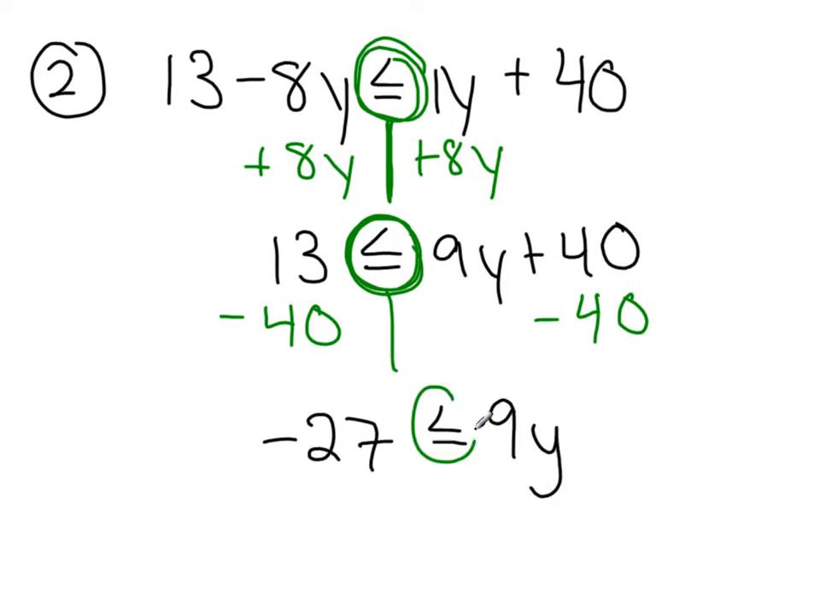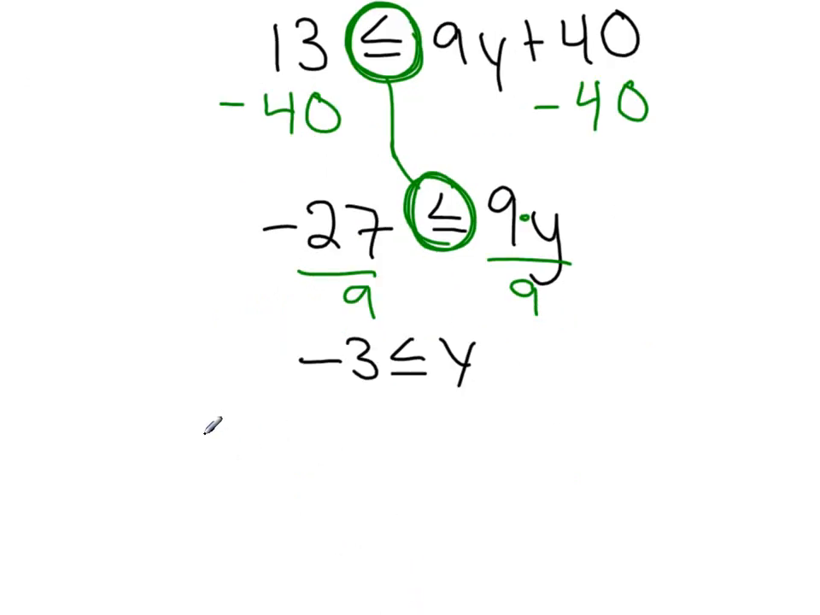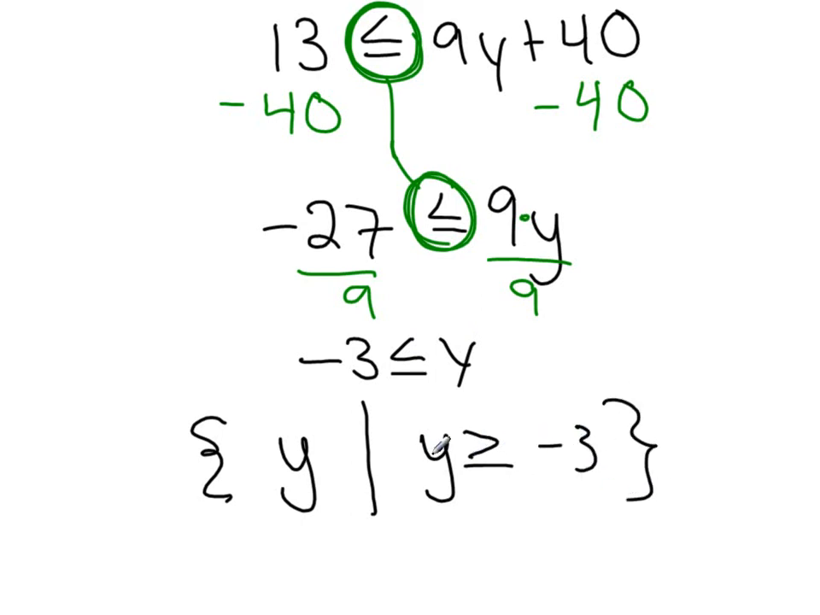Now be careful. We have 9 times y, so we're dividing by 9. Are we dividing by a negative? No, so don't mess with the inequality, leave it alone. A negative divided by a positive is a negative, and we have negative 3 is less than or equal to y. Now, the only thing here is when we write this in set builder notation, we're going to say the set of all y, since that's the variable we're talking about, such that usually we like to see the y first, and the alligator's facing towards y. Y is greater than or equal to negative 3. I did not flip the inequality. I just rewrote it in a different manner.